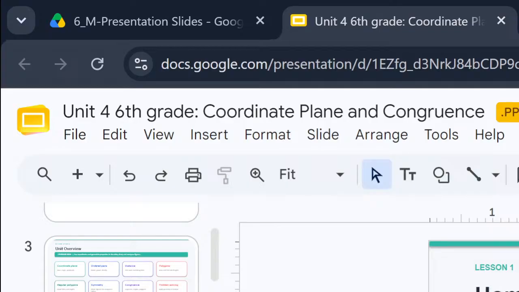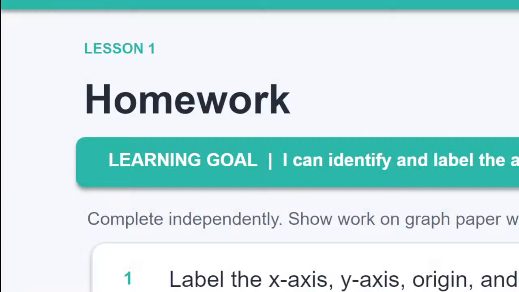Okay, this is the homework. Number 1, label the x- and y-axes, origin, and quadrants 1 to 4 on the coordinate plane. Number 2, which quadrant contains points with (+, −) coordinates? Number 3, which quadrant contains points with negative coordinates? And then number 4 is (0, 4) in a quadrant plane. Number 5, describe the location of the origin. Answers are on the next slide.